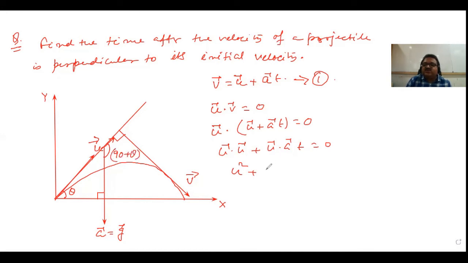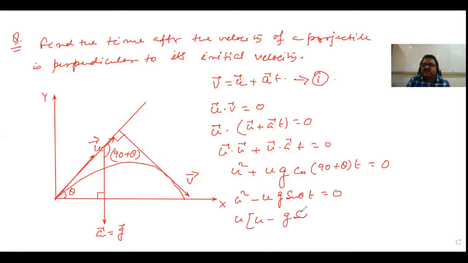So what we can write, a dot b is equal to ab cos theta, so u dot a means u g cos(90 plus theta) into t is equal to 0. So u dot u is u square. Cos(90 plus theta) is what? This is the second quadrant, minus sin theta. So u square minus u g sin theta into t is equal to 0. Now take u common: u times (u minus g sin theta into t) is equal to 0. u cannot be equal to 0. Hence t is equal to what? u by g sin theta. So this is the answer.